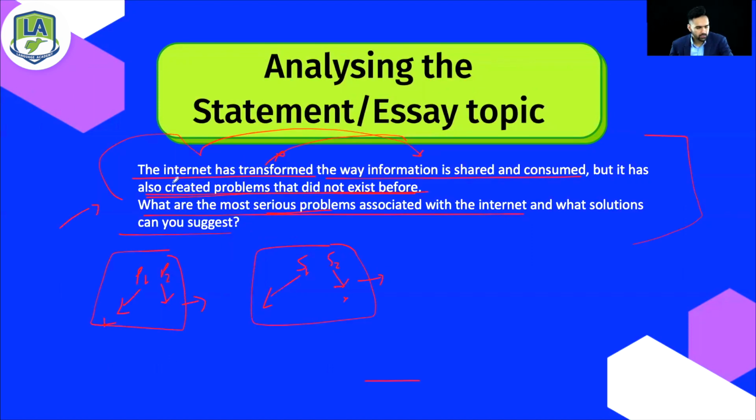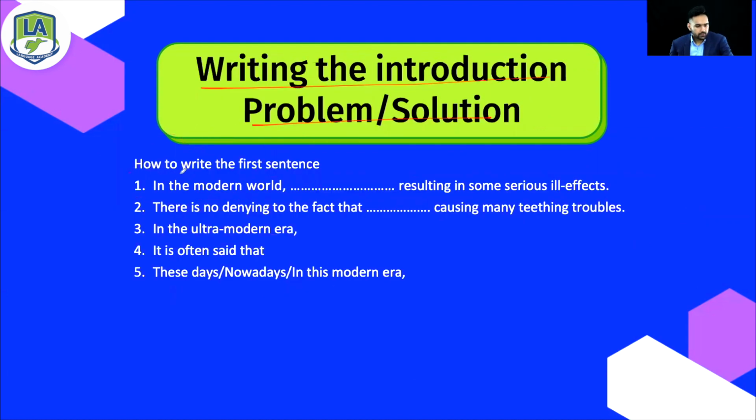What I always do is I highlight the main keywords which I have to address in my answer. So: internet, transformed, information, shared, consumed. How to write the first sentence?